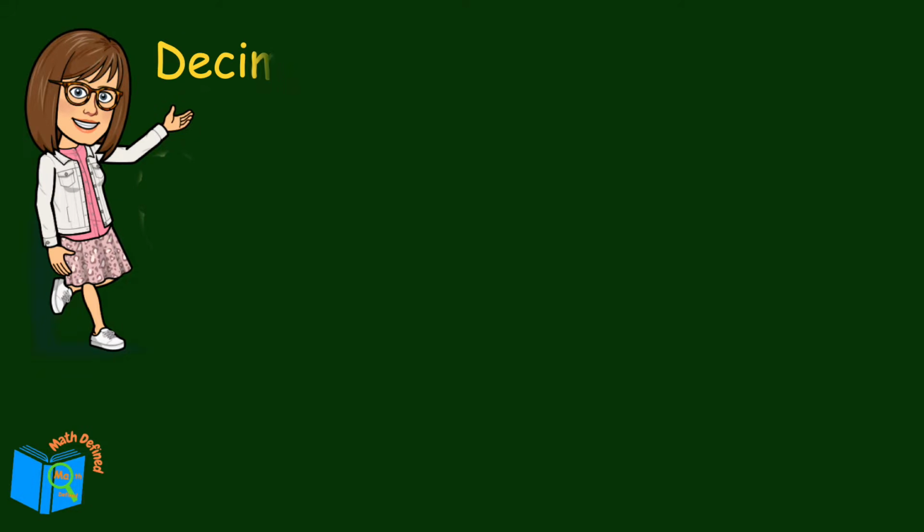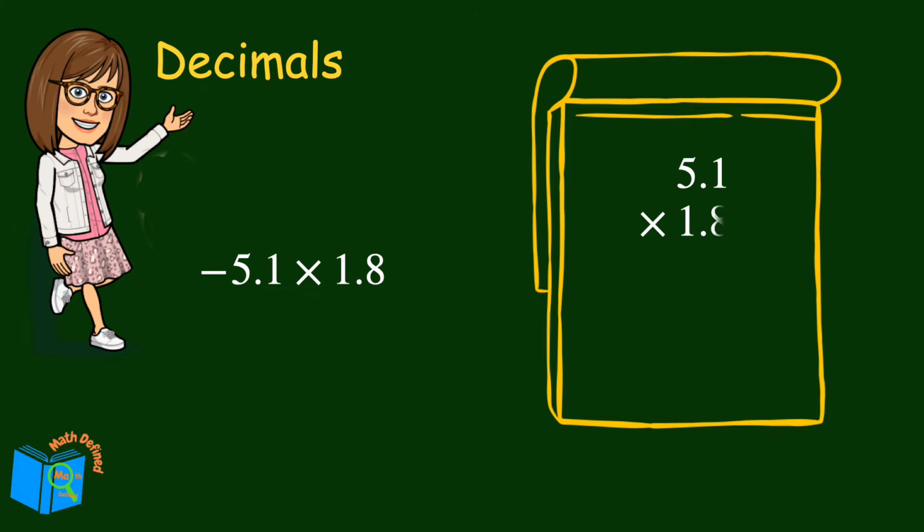Let's multiply some decimals. Negative 5.1 times positive 1.8. First, we'll set this up as a long multiplication problem. Then multiply the numbers as if they were both positive. Don't forget to add this 0 before you begin multiplying with the 1. After adding the two partial products, we have 918.